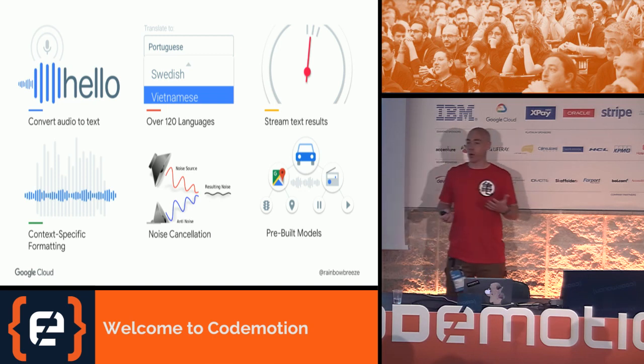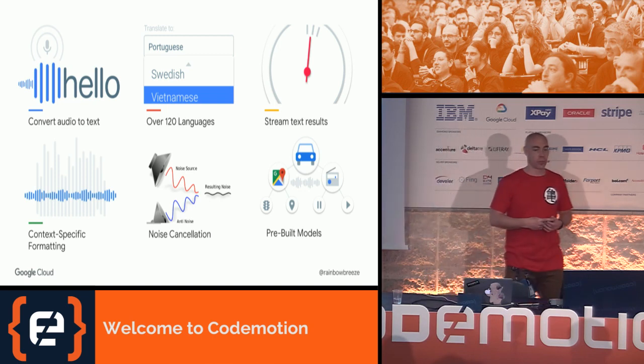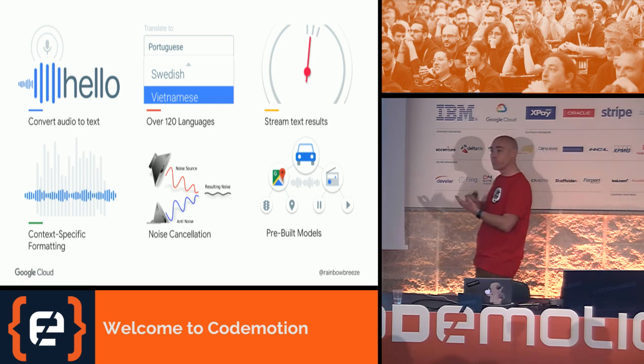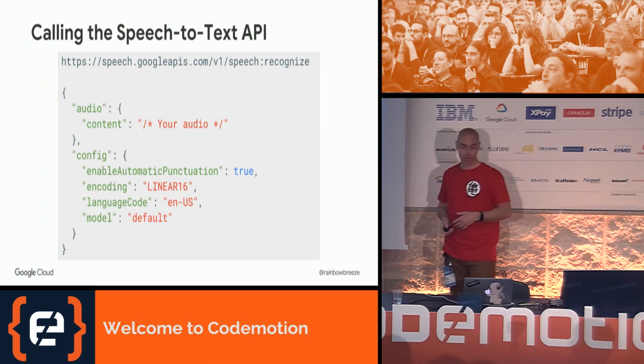And you have pre-built models. Hey, this is like a call center conversation. This is a help desk conversation. So this model helps to better recognize the different words pronounced.